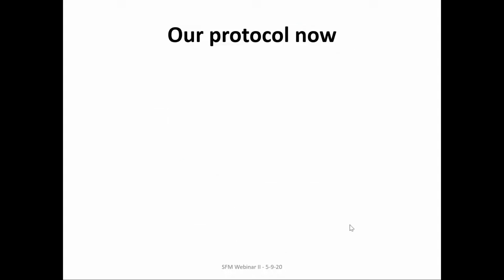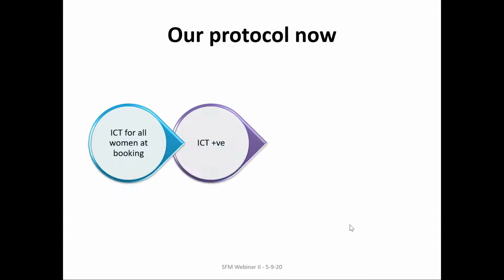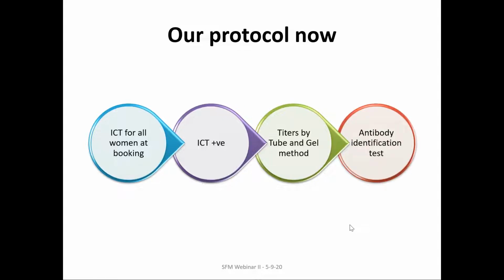And therefore, after the study, our protocol now is to test ICT for all our pregnant women at booking, even if she is rhesus positive, for the reasons that we stated before. And if at ICT testing she turns out to be positive, the next thing we do is to do titers by not just the tube method, but also by the gel method. And we also call for a routine antibody identification test.